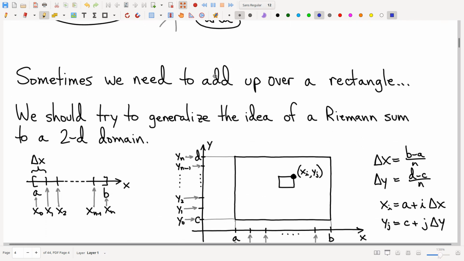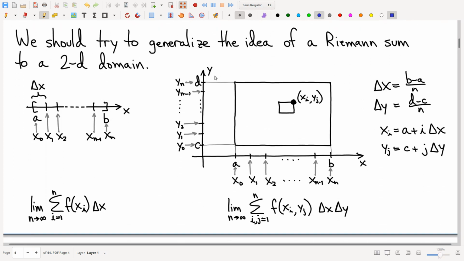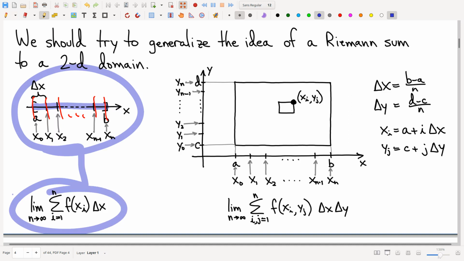So what we're going to need to do is come up with an idea for how to generate a two-dimensional version of a Riemann sum. In the same way that we'll take a single variable interval and chop it up into pieces, and then add up over all the pieces, to make a regular single variable Riemann sum, we're going to do the same thing now for a rectangle. And that rectangle, we can slice it up into pieces.